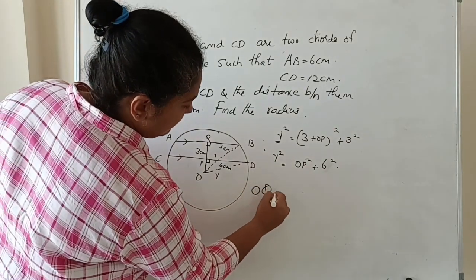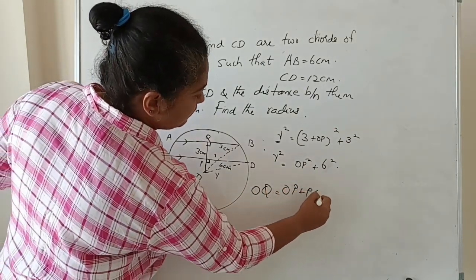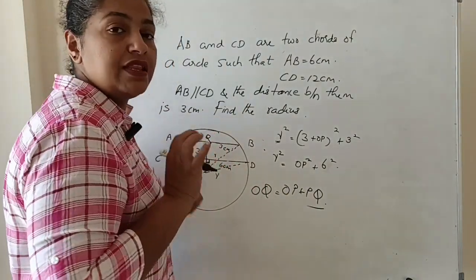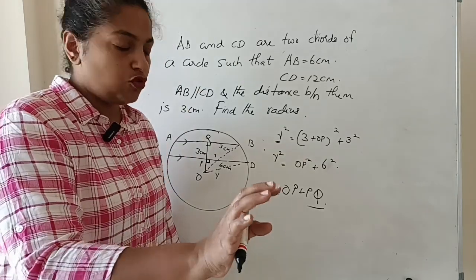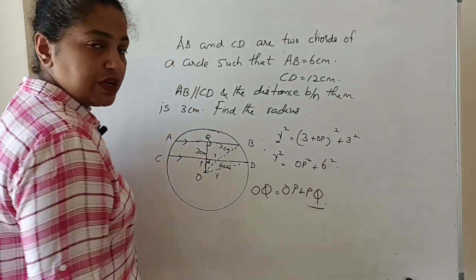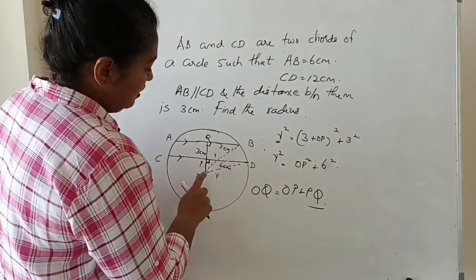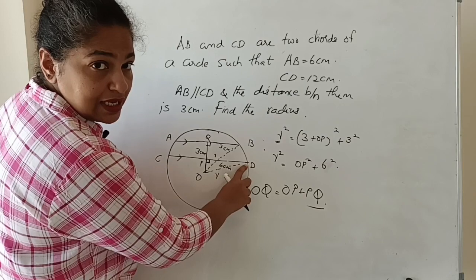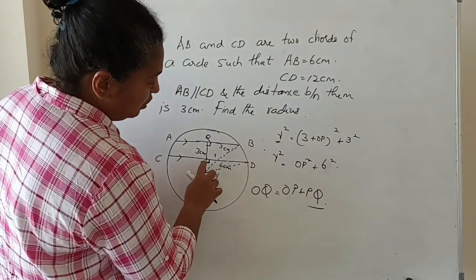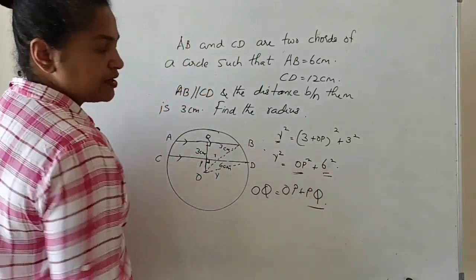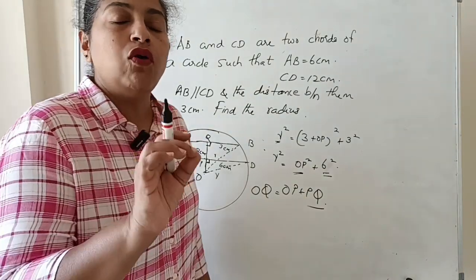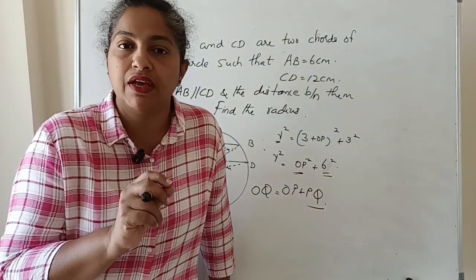OQ is basically OP plus PQ. PQ is the distance between the lines, which is already given by 3. OP, the length we do not know. So we retain it as OP itself. So OQ square becomes OP plus 3 the whole square. Now we take the second right triangle, which is OPD. In that also hypotenuse square, which is R square, is equal to base square plus altitude square. Altitude is OP. Clear? So now we have got two equations and we have got two unknowns.